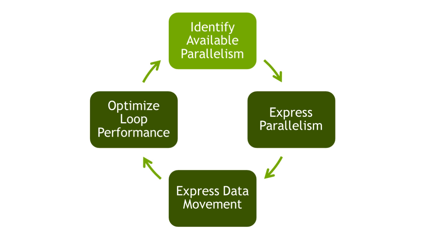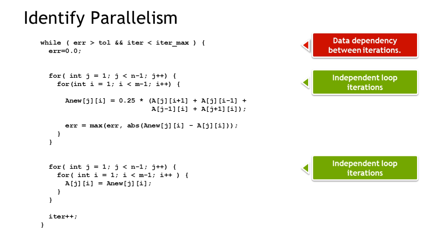So the first step is to identify parallelism. Now, normally I would go through a lot of information about how to find the hotspot in your code and identify the important loops. I'm going to jump ahead a little bit to the point where I've identified that this loop nest I've already shown you is the important kernel within my code. Now, if I look at this outermost loop, is this loop something that can be parallelized?